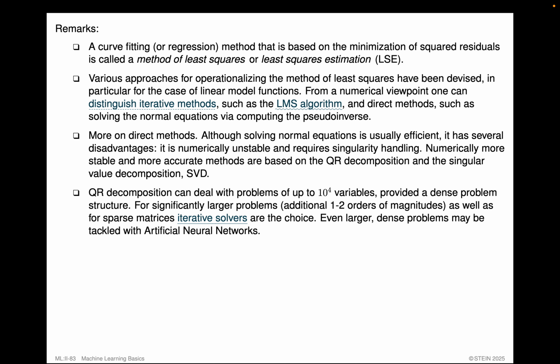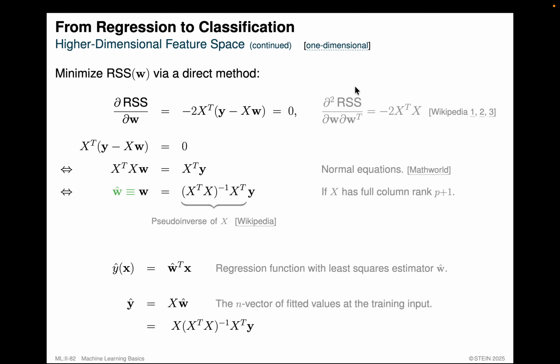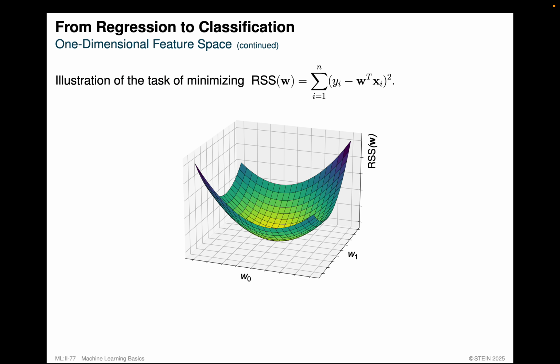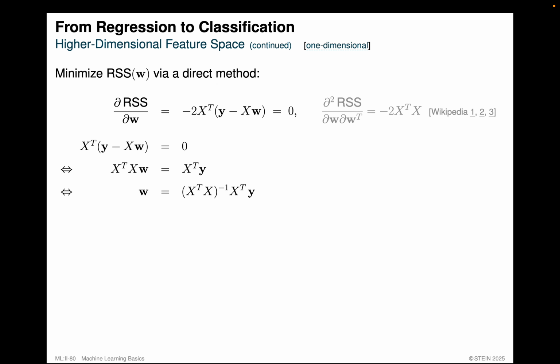So what we actually need is solutions like the LMS algorithm that we saw before. So what we actually need to do is go back here and do this in small steps. We cannot always compute the direct minimum of the convex function of the RSS. We always have to approximate it in small steps if we go to higher dimensions.